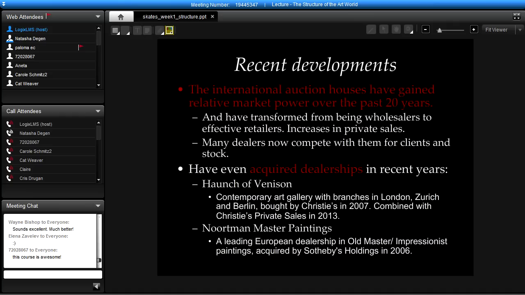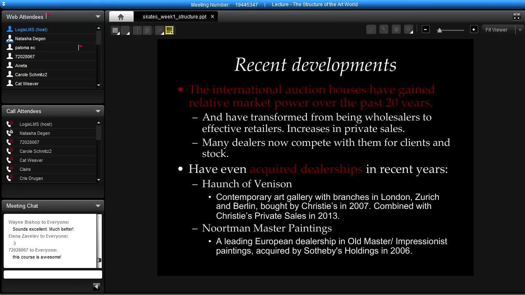Okay, so I want to continue on from this discussion and talk a little bit about some of the recent developments with the auction house field as a whole. One is the transition from the auction house as wholesaler to effective retailer. So what does this mean? Well, until about the 1960s, auctions were really events that were mainly for dealers. So in order to get stock, dealers would attend auctions. They would be daytime events, relatively informal.